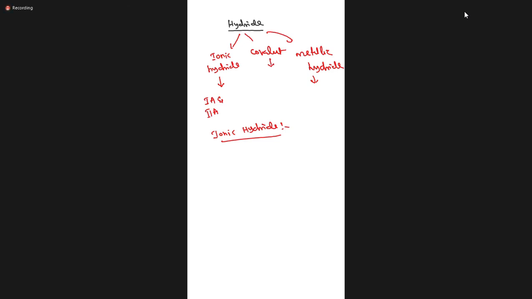Here, these are stoichiometric compounds, generally s block elements. S block elements react with hydrogen to form ionic hydride. S block elements means first A group element and second A group element.